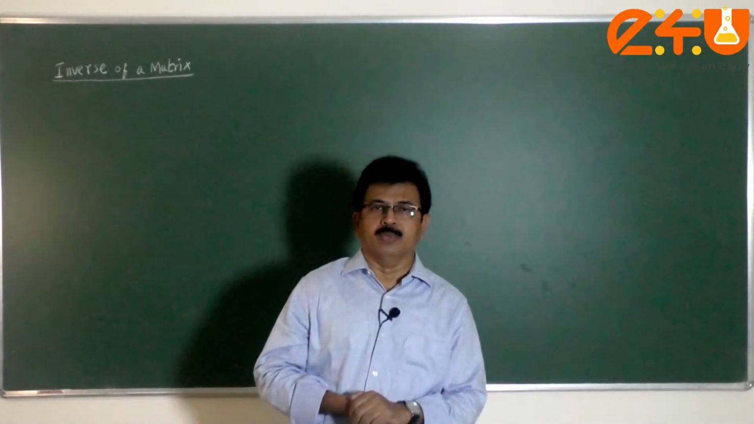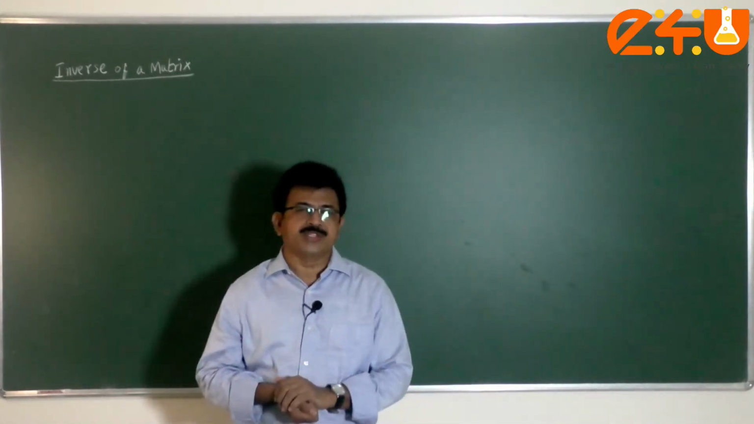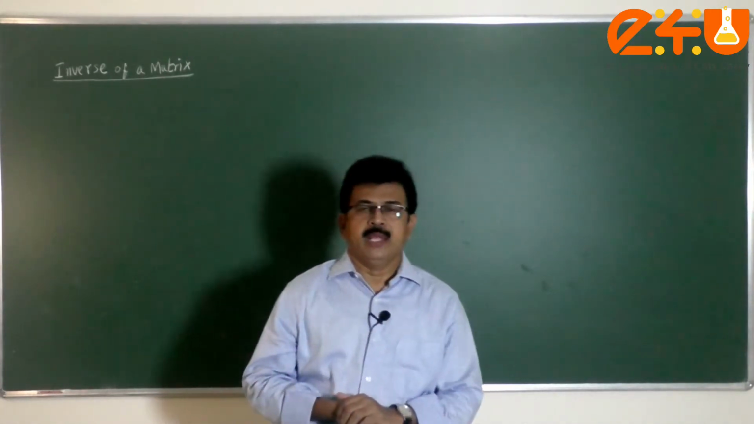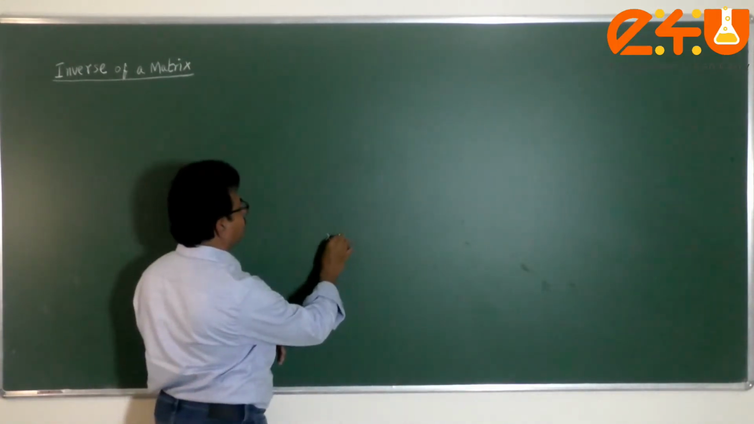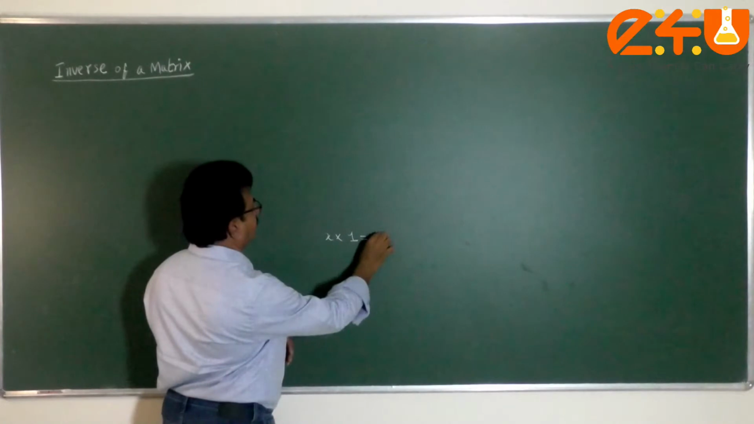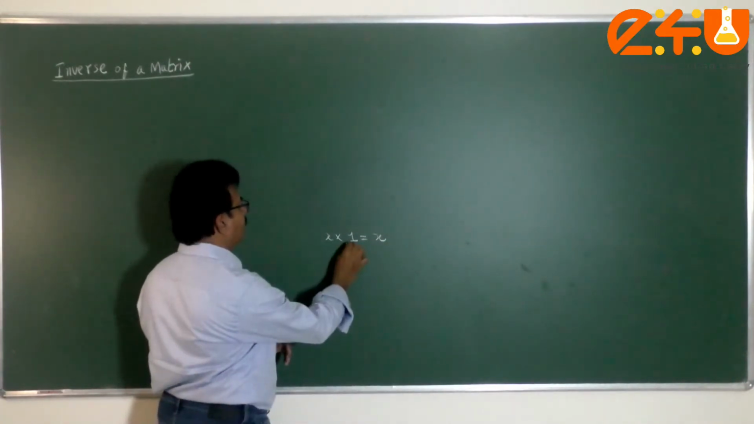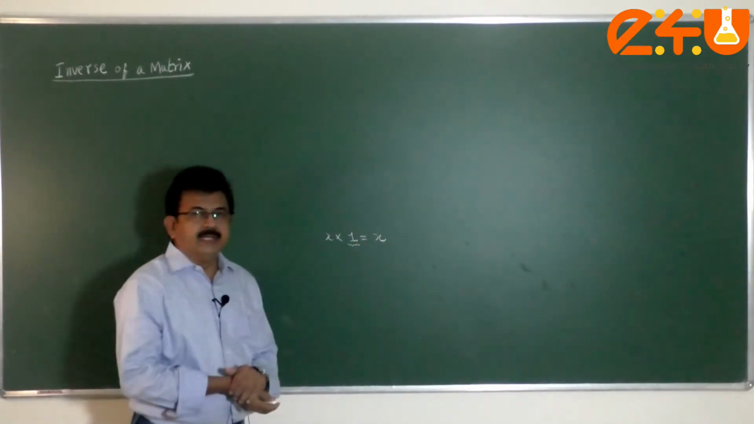For any real number x, the multiplicative identity. So x times 1 gives x. So we call this multiplicative identity.